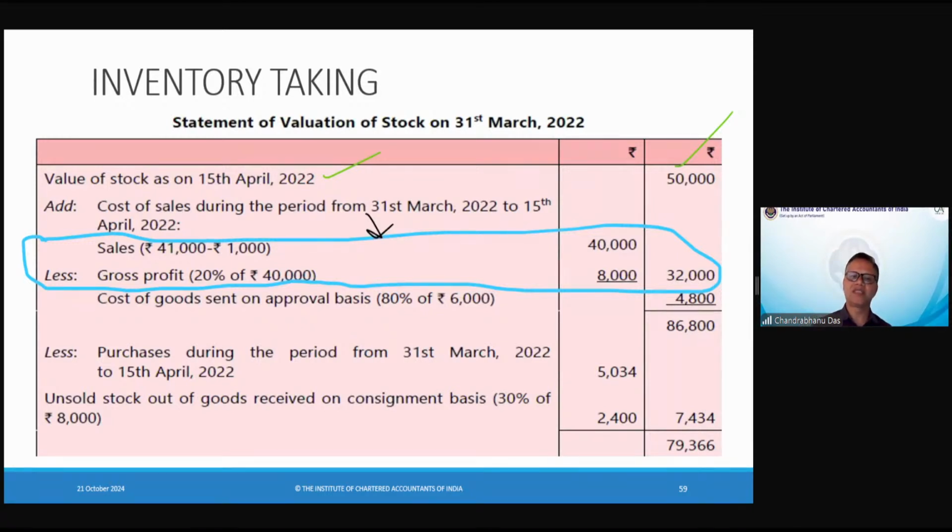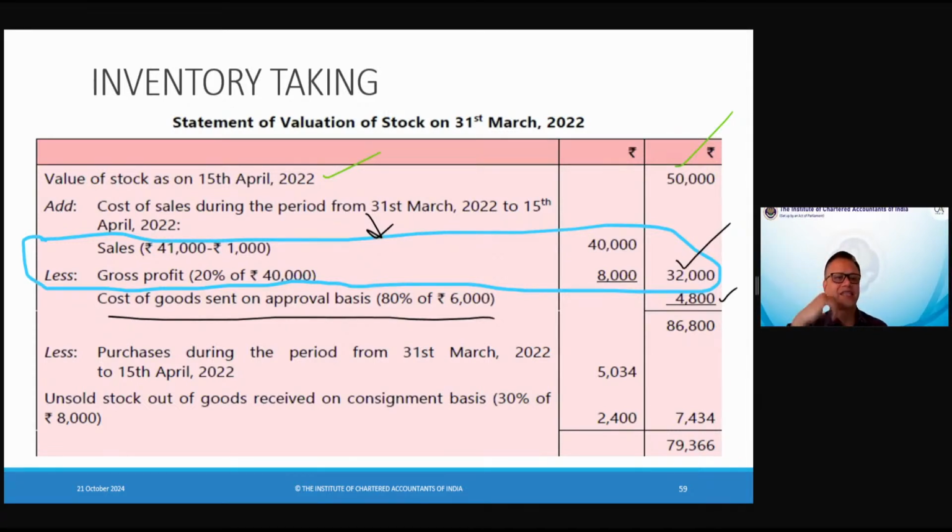Now, this cost of sales is added to the opening stock. As I said, if you remember that formula which I have given you, the closing stock is given to you and you have to find the opening stock. So to the closing stock, you are adding the cost of goods sold. And with that, you are also adding the cost of goods which are sent on approval basis. Now these goods, 80% of 6,000, that is 4,800, are deemed to be sales. So when they are deemed to be sales, you have to add their cost also. So this 4,800 is also added and you get 86,800, because these goods are sent on approval basis, but sales has been recognized.